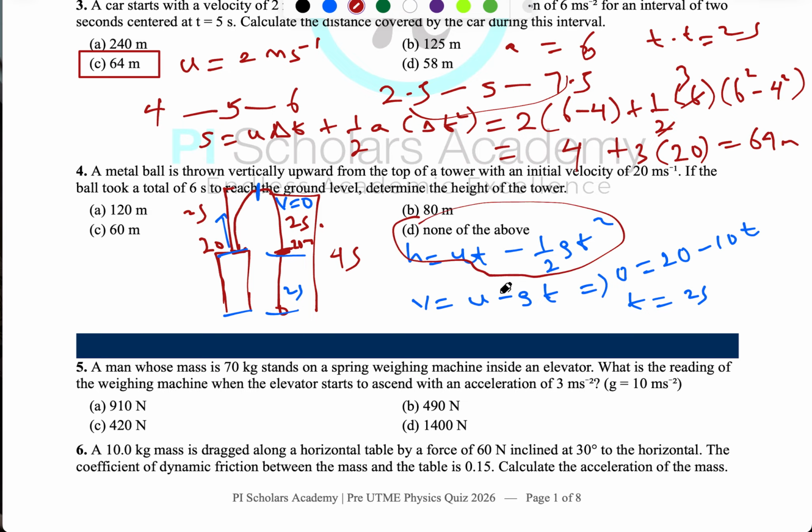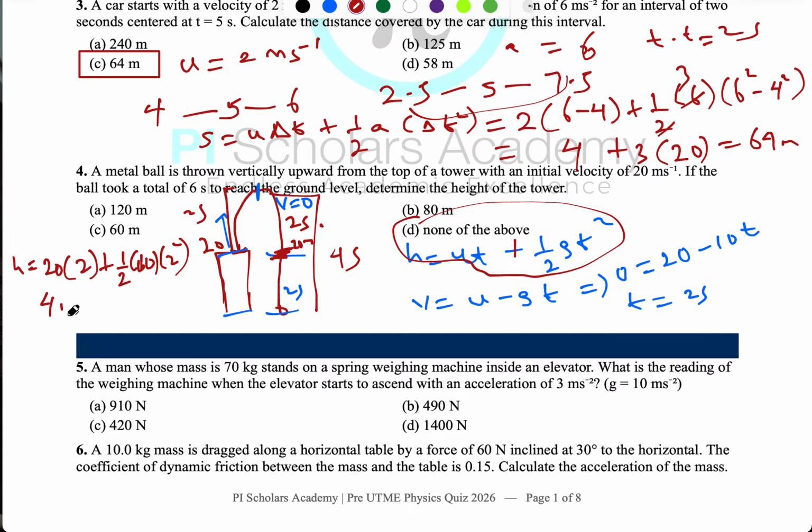Although this one is for going up, for going down it is going to be positive. It's going to be plus. So now, what is our initial velocity? Your initial velocity is going to be right from this point, which is 20. So h is going to be 20 multiplied by, if established that the time it will take to fall that will be 2, so plus 1 over 2 times 10 times 2 squared.